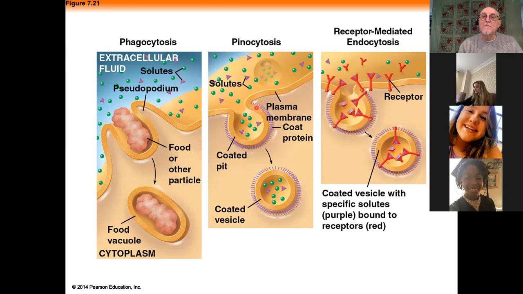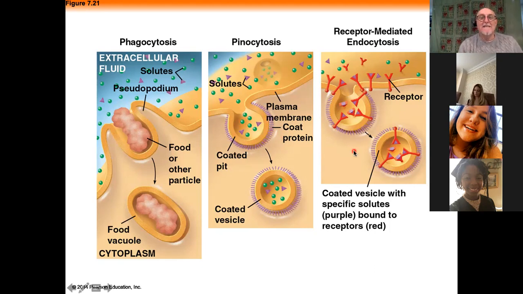There's one thing to explain. We don't do it in much detail, but I will just remind you, this is a coated pit. It's called a coated pit because the cell lays down these proteins against the membrane. It could do it anywhere. It could do it here. And these proteins have a tendency to crystallize as a sphere. And as they do that, they pull the cell membrane down with them to form this small vesicle.